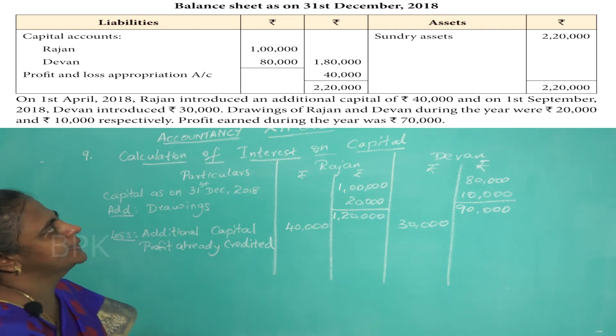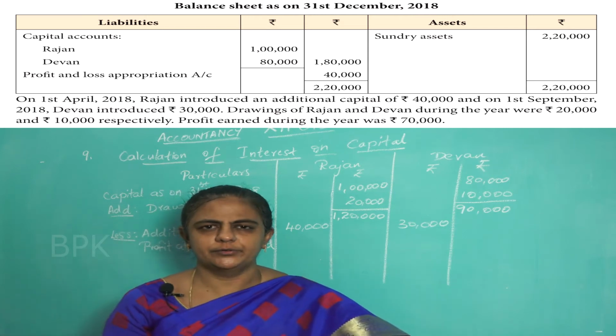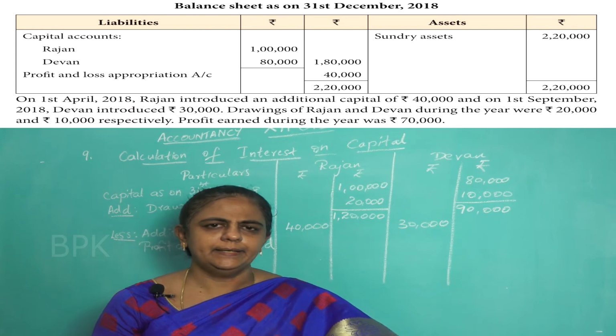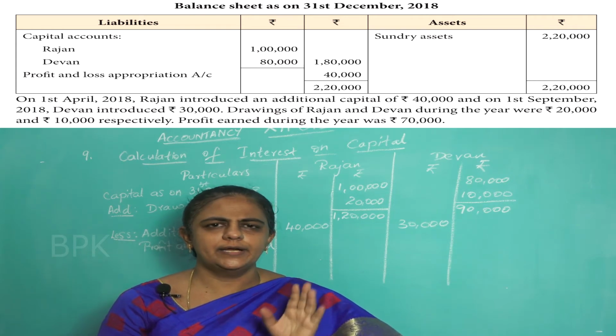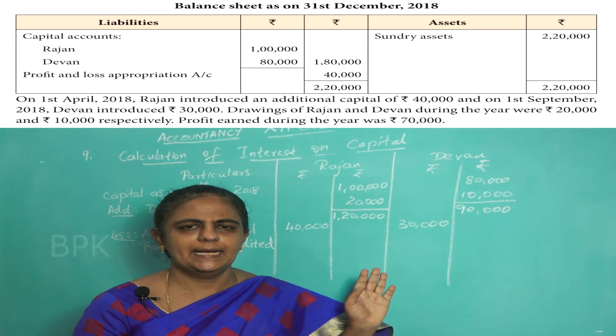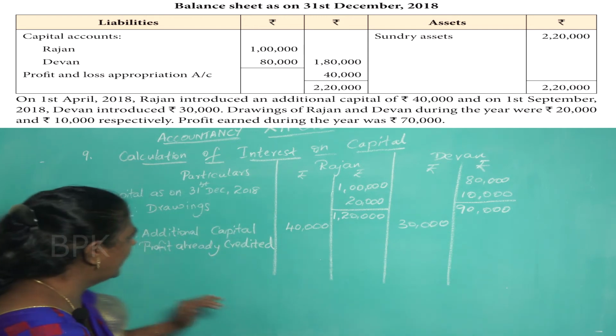Profit already credited. Now this question you have to be careful. What you have to do? You want to know how much is the profit already credited. For that, you see, already in the balance sheet the profit and loss appropriation account is showing one balance, and the last part of the question has one balance. So for that you have to calculate.